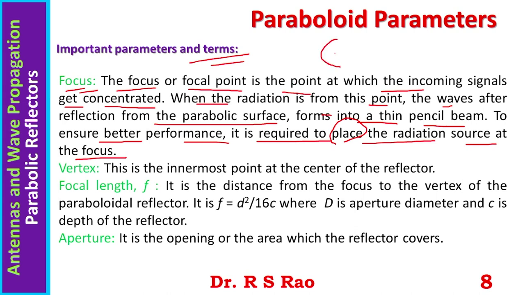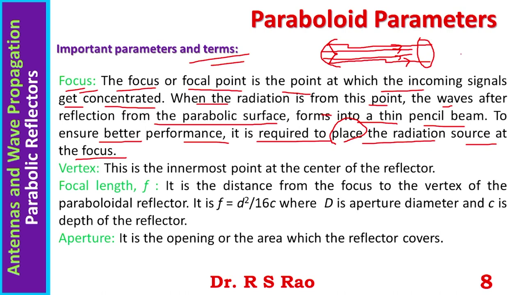When the antenna is working in a transmitting mode, if a primary source is located at the focus, then what happens? The primary source radiates. This radiation goes and hits the reflector surface. There it gets reflected and travels like this. Similarly, the wave falls over the surface here, gets reflected and moves like this. Similarly, another wave. So one can find a beam moving out towards the receiver.